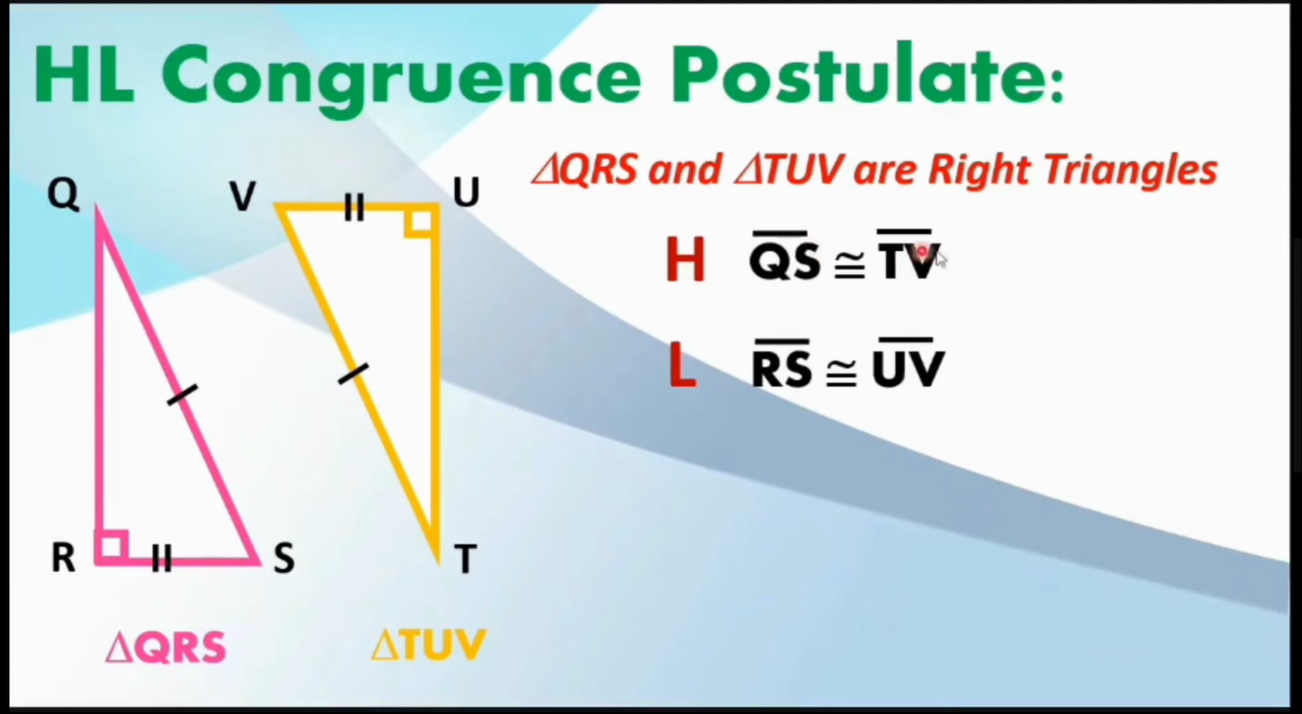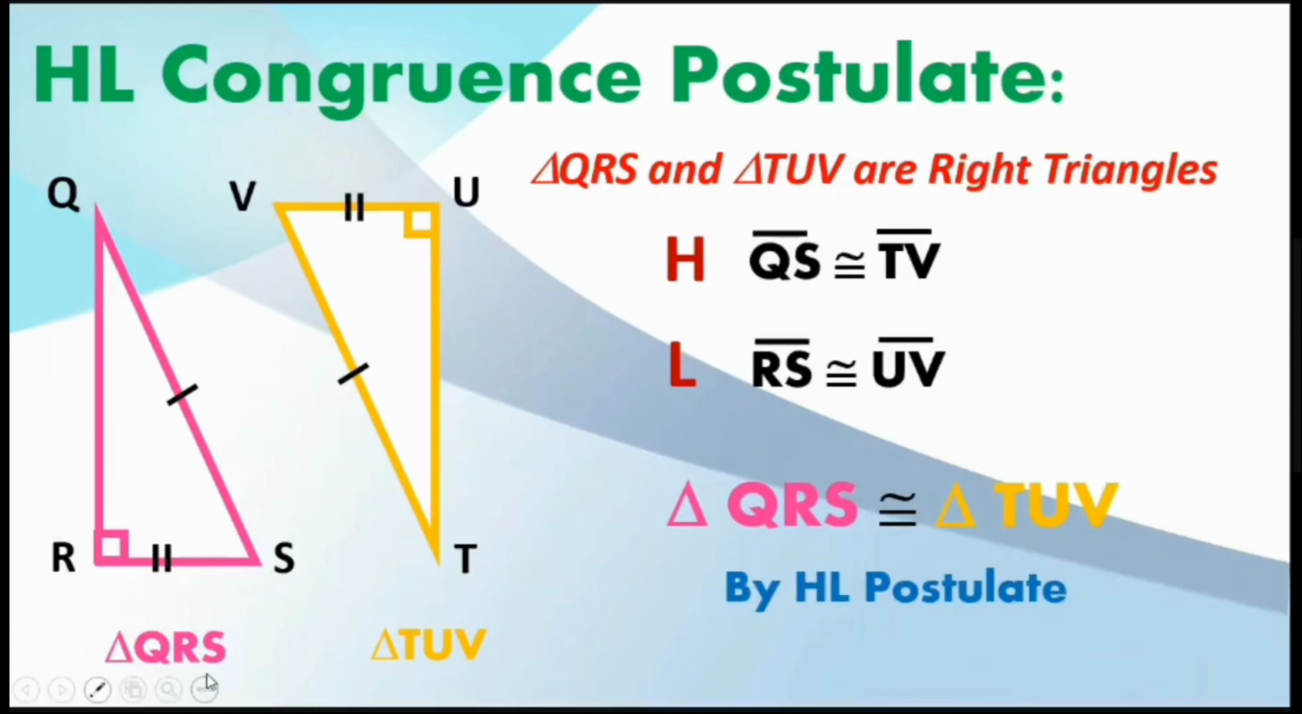So we have here two statements saying that the pair of hypotenuses and the pair of one leg of two right triangles are congruent. Therefore, we can say that triangle QRS is congruent to triangle TUV. By what means have we proven that the two right triangles are congruent? By the HL congruence postulate.